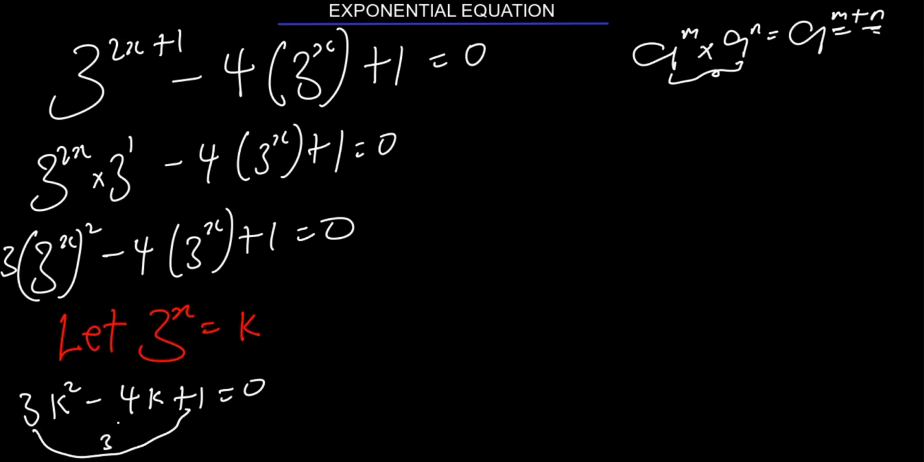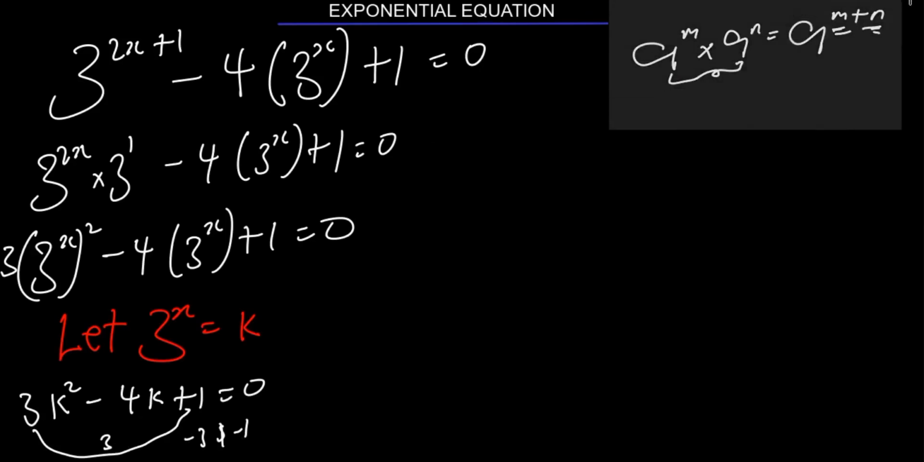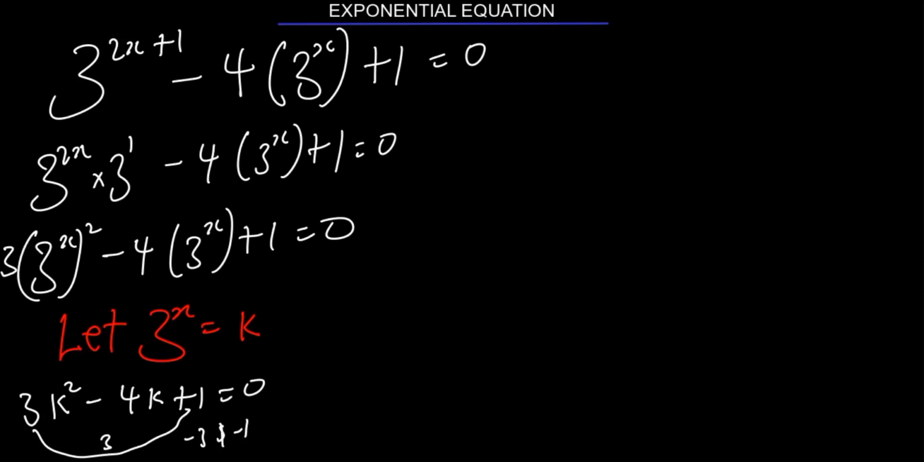Two numbers will multiply together to give you 3, and when you add them, you get minus 4. The two numbers are minus 3 and minus 1. Minus 3 times minus 1 is plus 3. Minus 3 minus 1 is minus 4. So I have something like this: 3k square minus 3k minus 1k plus 1 equal to 0.